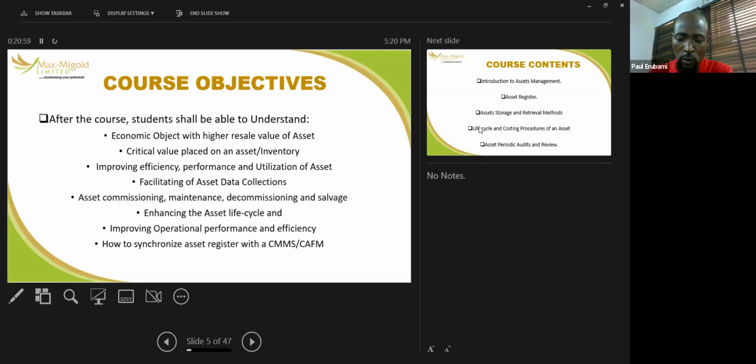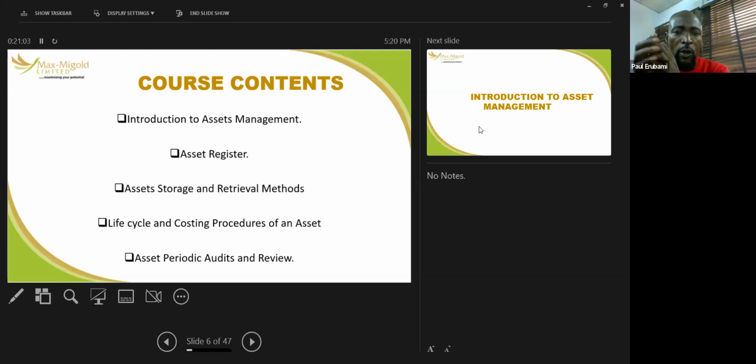Now, our course content is going to definitely be on the area of, we're going to do an introduction on asset management. We're going to discuss extensively on asset register. And from there, we'll go into asset storage and retrieval method. How do you store your assets? How do you retrieve them when you needed them? Then we're going to discuss life cycle and costing procedure of an asset, which will include what do you mean by salvage value of an asset, what is the economic value of an asset, then asset periodic audit and review. These are all the 5 areas we shall be discussing in the course of this training.